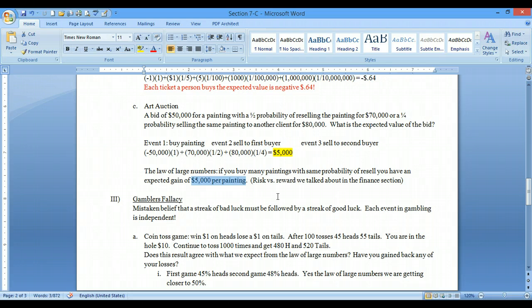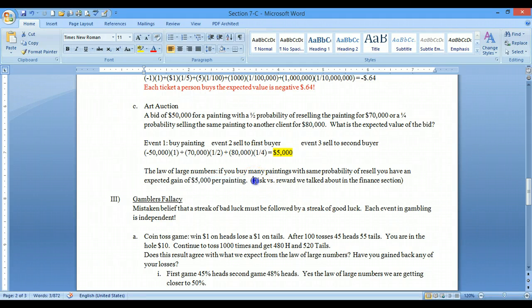No. Sometimes I might end up getting less and having to take a cut, or there will be times where I'll end up selling it for even more than what I was planning. But it all ends up balancing out, just like we saw in our law of large numbers graph. It'll go back and forth, and the more and more I buy of these paintings, if I have the same probability, I should expect about $5,000 per painting.